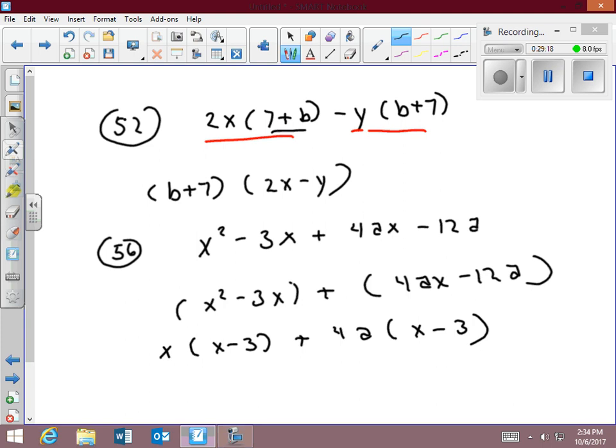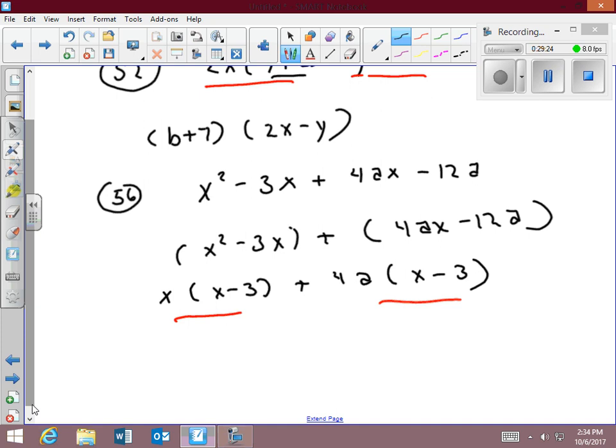See, now we're just back to what the first few problems were, right? We're going to consider this a term, and this a term, and what's in common? X minus 3, right? And then what do we have? X plus 4a. Right? Now what we're going to do is make those problems a little bit harder by changing signs around and doing things.